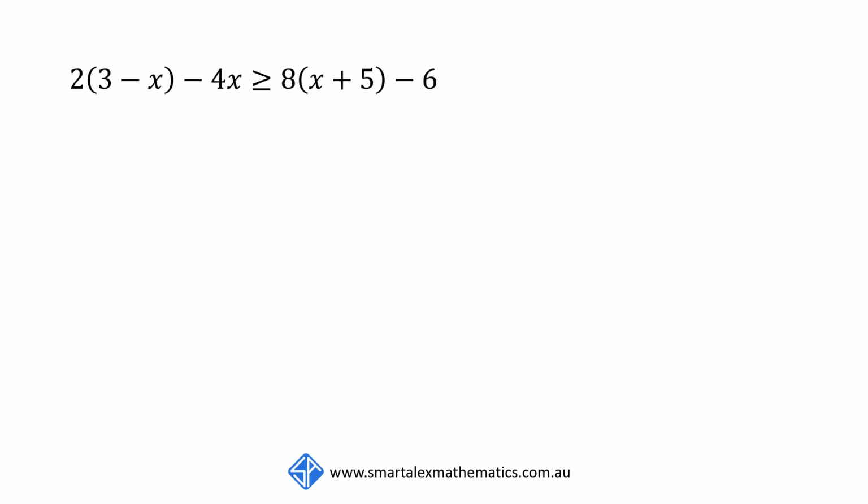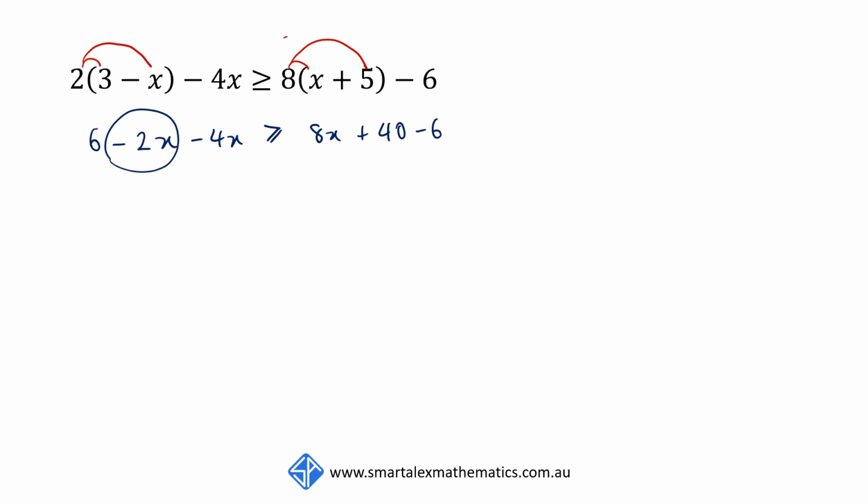Now on to our last question. This time I made it slightly more complicated because we have brackets on both the left and the right hand side, as well as variables on both sides. First step, we're going to expand the bracket on both the left and the right hand side. This is going to give us 6 minus 2x minus 4x is greater than or equal to 8x plus 40 minus 6.